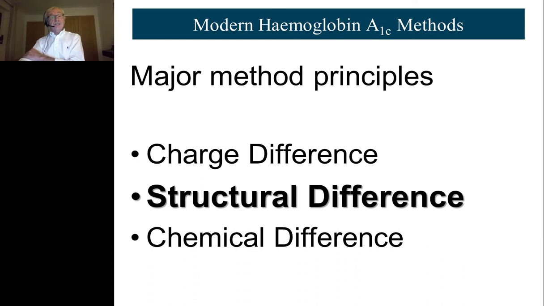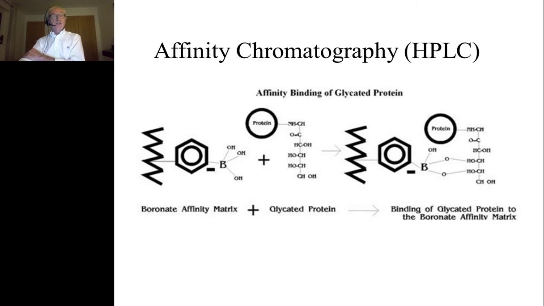Structural differences. Affinity chromatography. We can use boronic acid here to bind the glucose moiety of the glycated hemoglobin. It recognizes the cis-diols on the glucose attached to the protein. So this now measures all glycated hemoglobins: hemoglobin glycated at the N-terminal valine and hemoglobin glycated at lysine residues.